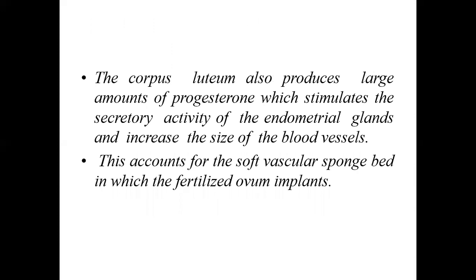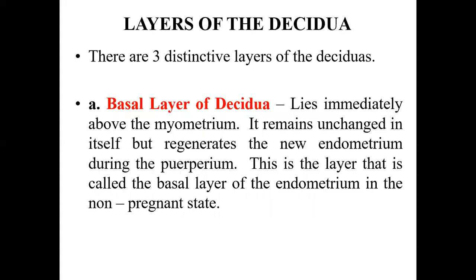The corpus luteum, we are of course aware, produces large amounts of progesterone, okay, which stimulates the secretory activity of the endometrial glands and increases the size of the blood vessels, meaning at this stage there will be tortuousness. This accounts for the soft, vesicular, spongy bed in which the fertilized ovum implants. So the fertilized ovum is lying in a very rich environment, okay?